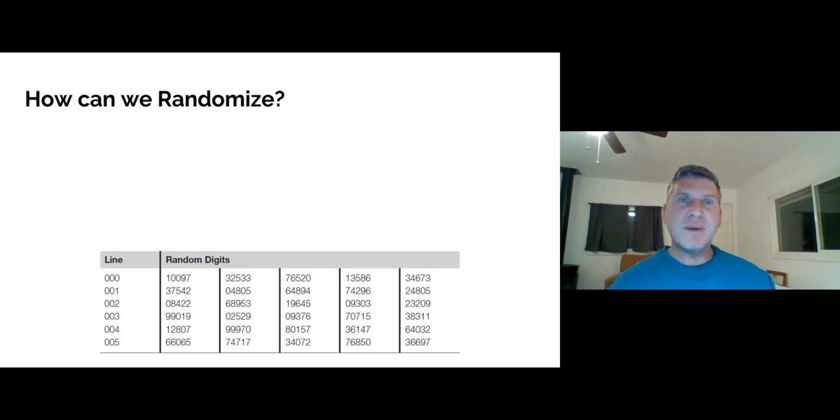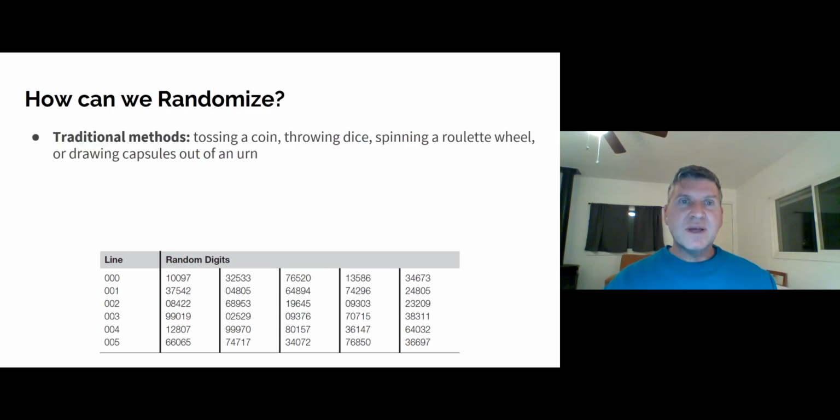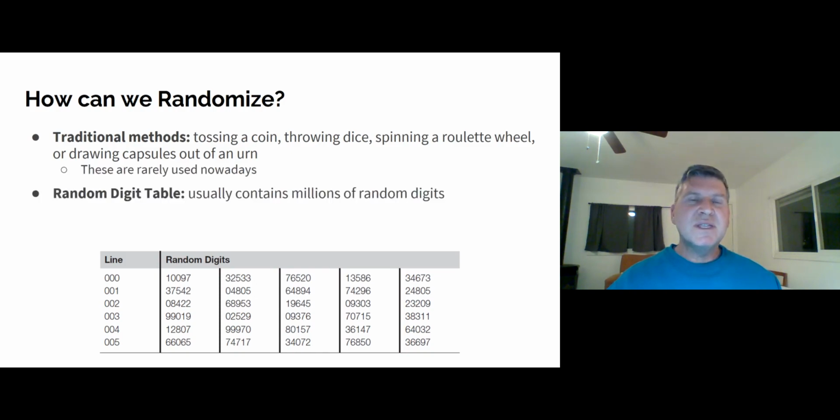So how do we go about randomizing? A traditional method is, like we described before, tossing a coin. It could be throwing a dice or spinning a roulette wheel or drawing balls out of an urn. These are left for statistics or probability textbooks and aren't really used much anymore. What we do nowadays is typically use a random digit table, which contains a bunch of random digits. So it's easy to generate.